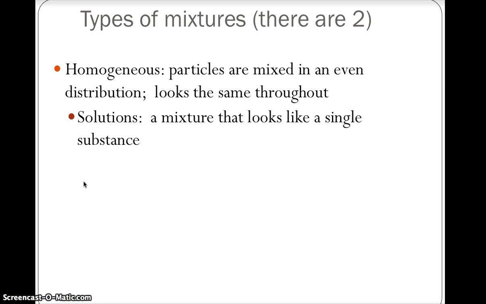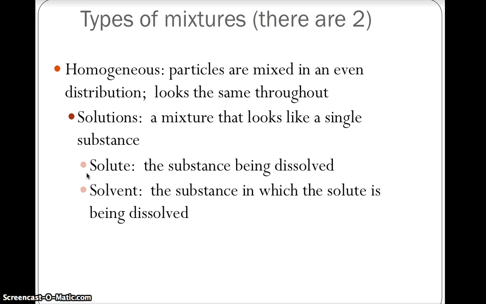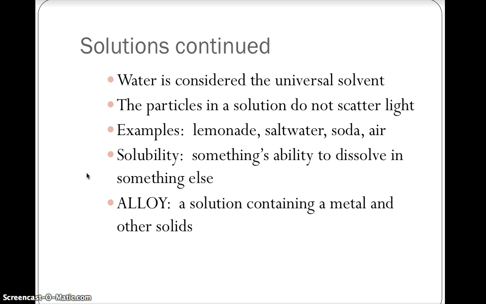Solutions are the first type of homogeneous mixture. A mixture that is going to look like a single substance. In solutions, the particles are really, really, really small, less than 2 nanometers. You don't need to know that number, but it's just to give you a reference. Now, a solute. A solute is the thing that's being dissolved. So let's go back to salt water. If I am making salt water, I'm going to dissolve salt into water. In this case, salt is the solute. Solvent is a substance which is doing the dissolving. So in the case of salt water, water is the solvent. Water is also considered the universal solvent.